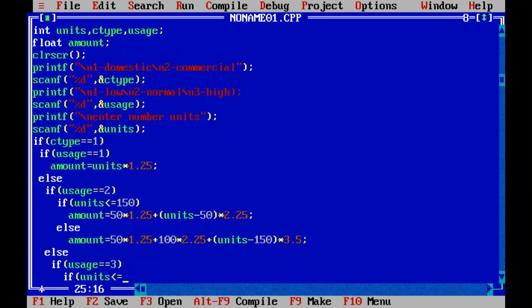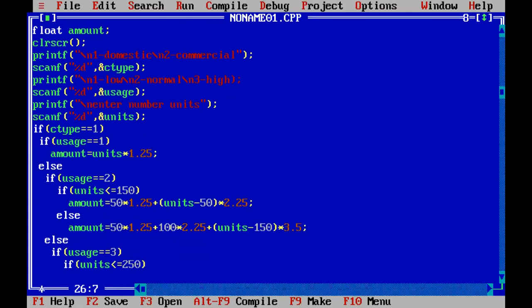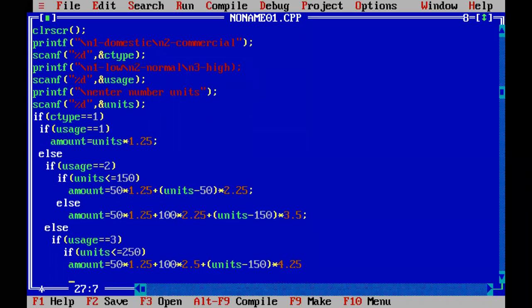So if units less than or equal to 250, first 50 units, 50 into 1.25, plus 100 units, 100 into 2.5, plus (units minus 150) into 4.25. Else.